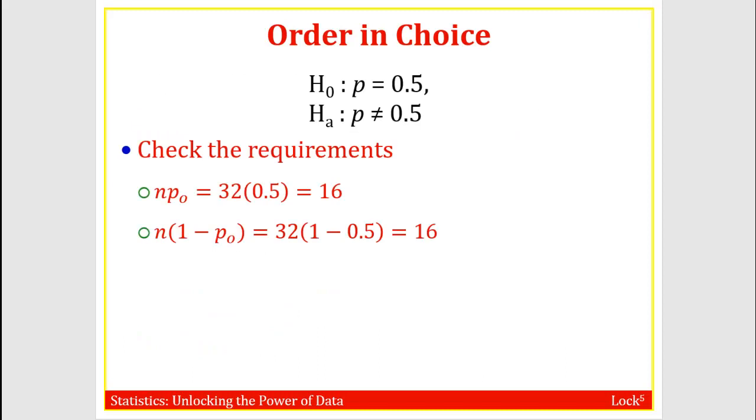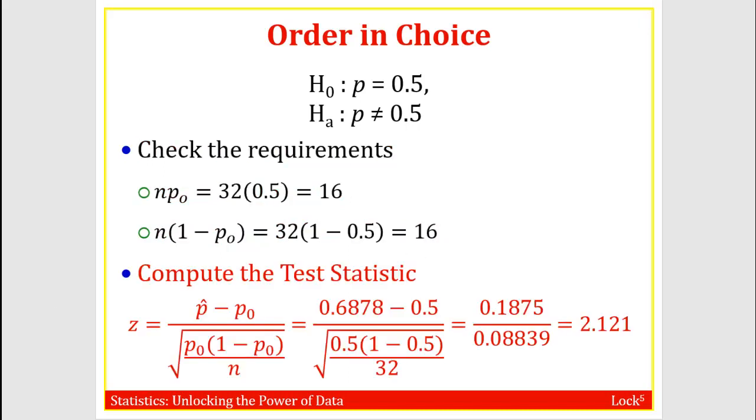Next, we're going to check the requirements. The requirements for a hypothesis test are that n times p naught and n times 1 minus p naught are both bigger than 10. In this case, that would be 32 times 0.5. Remember, the value that we use here is the value under the null hypothesis rather than the p hat value like we use when we do a confidence interval. 32 times 0.5 is 16, which is greater than 10, so we're good there. And then we do the same thing for n times 1 minus p naught. That actually ends up being the same answer of 16, which is also bigger than 10. So we do meet the requirements, and we can continue with our hypothesis test.